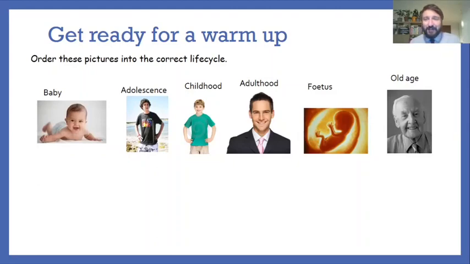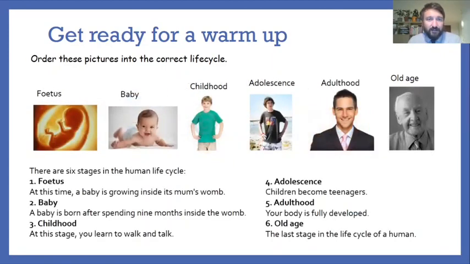Okay, so you're back already. Now let's have a look at these together. So currently we have baby, adolescence, childhood, adulthood, fetus, and old age. So we know they're not in the correct order. So let's have a look what the correct order looks like. Here we go. At the start, number 1, we have the fetus.